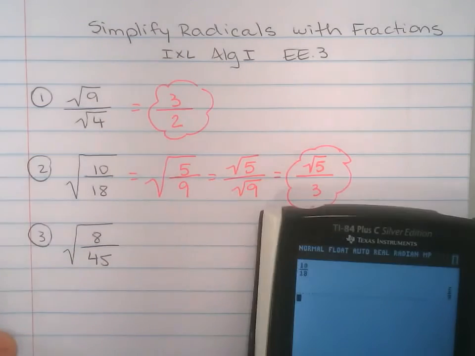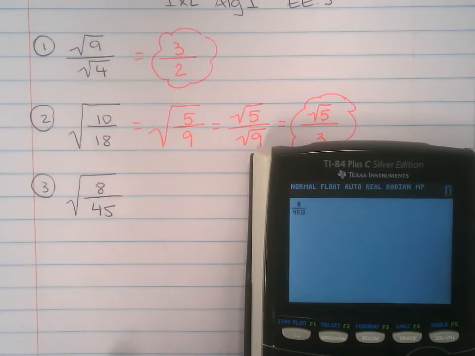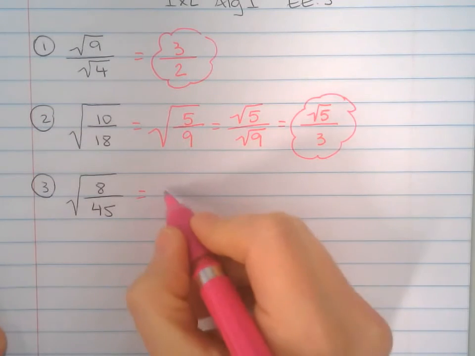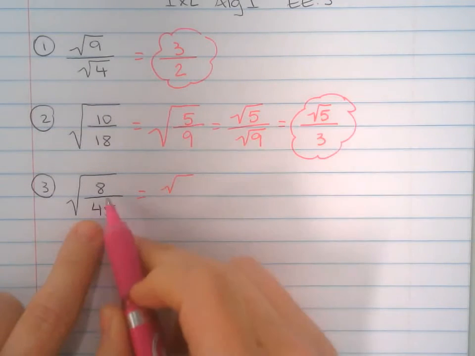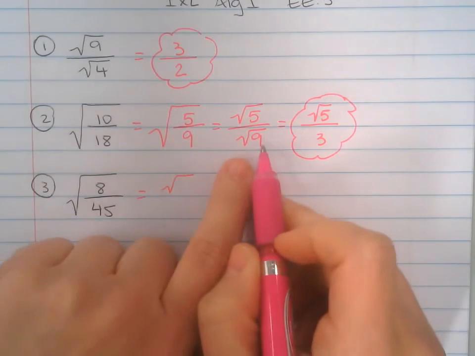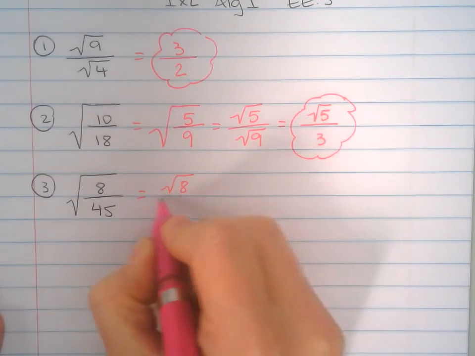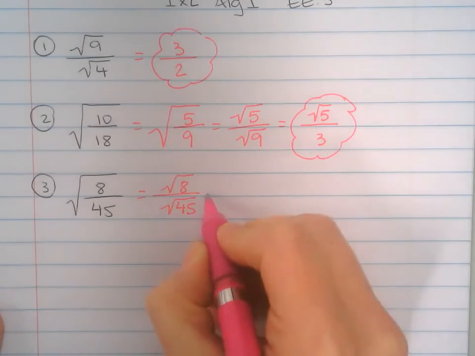So we're going to try to start out by simplifying the fraction. So 8 and 45, no, we can't simplify that. So I tried to simplify just like I did for number 2. That didn't work, so I'm going to move on to the next step. So I'm going to split that into 2 radicals. Square root of 8, square root of 45.